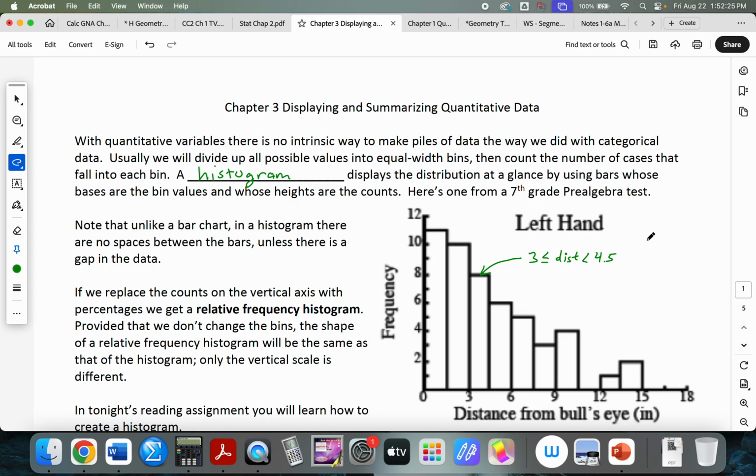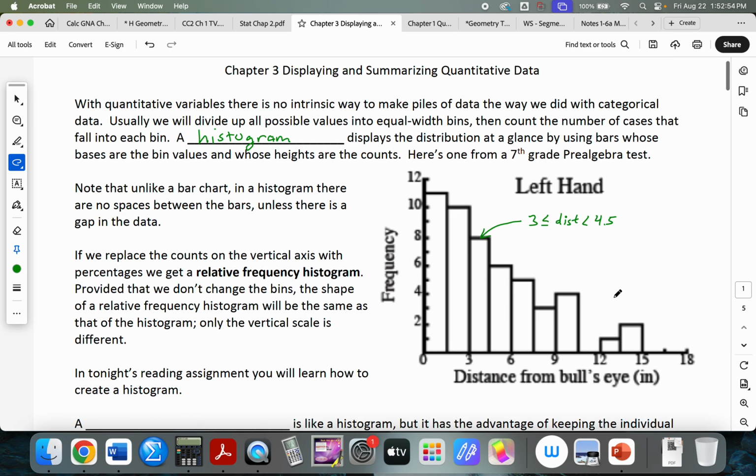So notice that unlike a bar chart, in a histogram, there's no spaces between the bars unless there's a gap in the data. So with a bar chart, there's a space between them because there was no reason to shove them together. Each one is independent of everything else. But here we shove all these together because, well, why would you have these gaps unless there is an actual gap in the data?